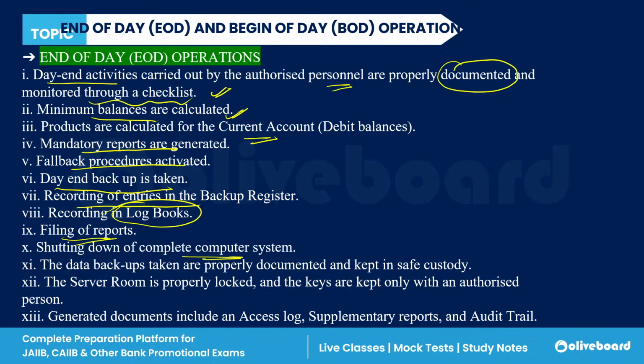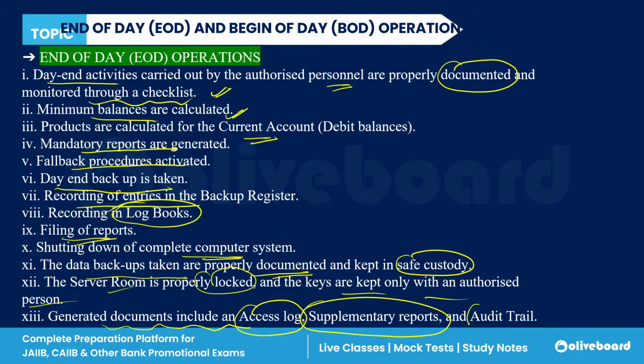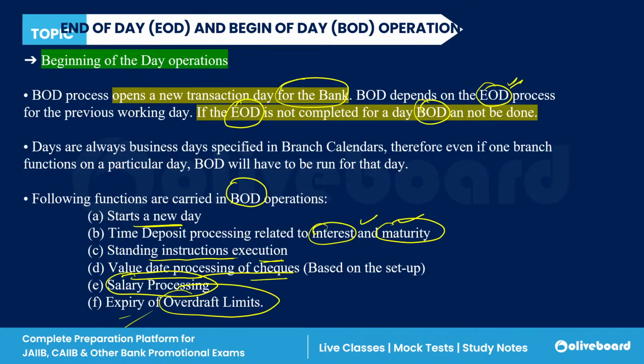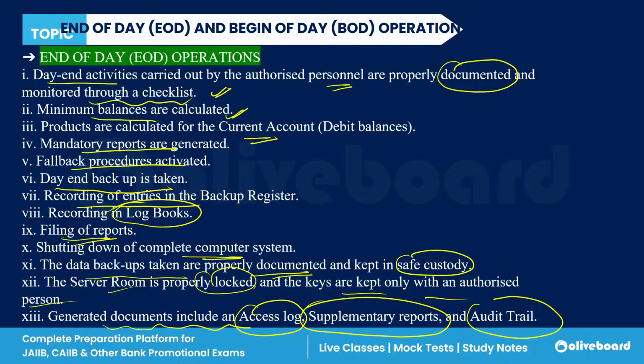The complete computer system is shut down. The data backups are taken properly and documented, and they are kept in safe custody. The server room should be properly locked, and the keys are kept only with the authorized person. There are some generated documents which include the access logs, supplementary reports, and audit trails. These you have to do at the end of the operation. So beginning of the day operations and end of the day operations are important.